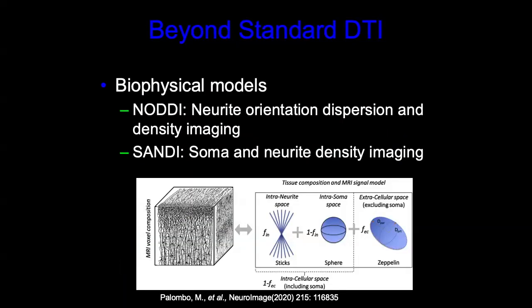So besides these HARDI type of models, there's also biophysical models like NODDI, which is neurite orientation dispersion and density imaging, or SANDI, which is soma and neurite density imaging. In the biophysical models, they break the tissue into different compartments and then try to give reasonable representations of those compartments, like sticks and the ball, and to say something about the axons and the density and the orientation of these different compartments.